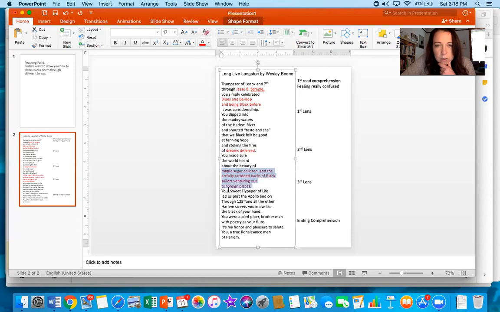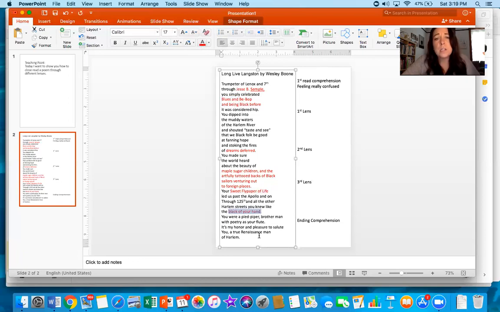Notice how all these words are capitalized. That's got to be something. I'm going to highlight. And then another part that jumped out at me, through 125th and all the other Harlem streets, you knew like the back of your hand. Have you guys ever heard that expression, to know something like the back of your hand? So I'm going to highlight that.